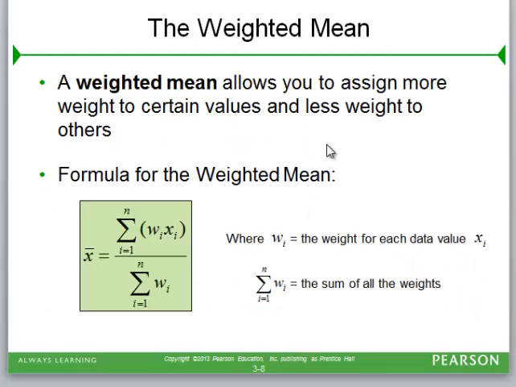Next, the weighted mean. The weighted mean allows you to give different values different weights, so more weight for more important values and less weight to others. So this is the formula for the weighted mean. Remember, the weighted mean is also x bar. So x bar equals the sum of the product of the weight and each value in the data set, divided by the sum of the weights.